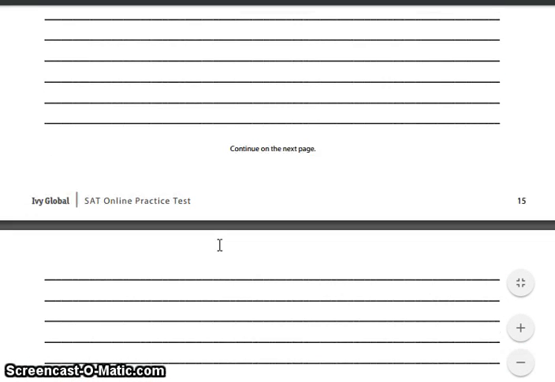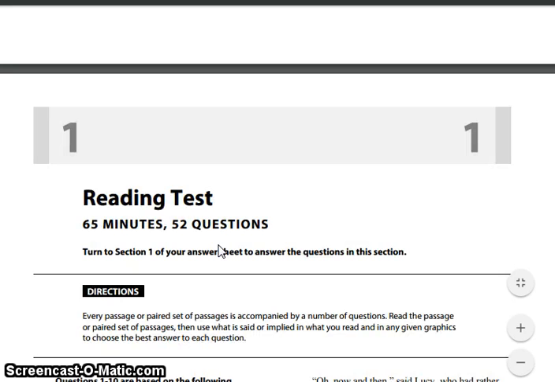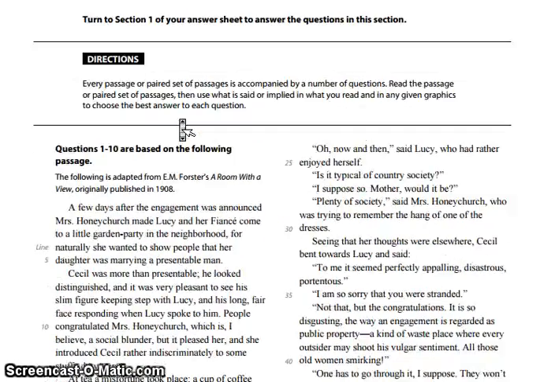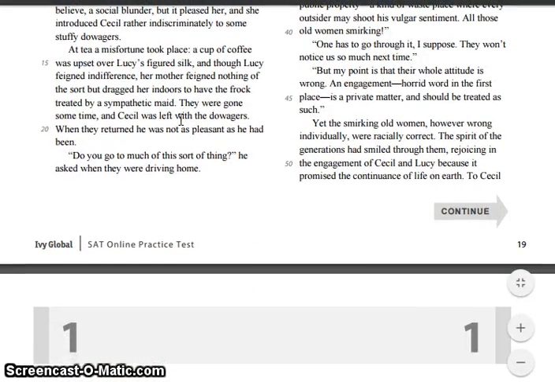Even the essay portion, which is optional. Remember that. It's a good idea to do it. So for the reading portion, it even tells you how many minutes you have and how many questions there are, so you have less than a minute for each question. And this is a sample SAT test, so it's very, very valid.